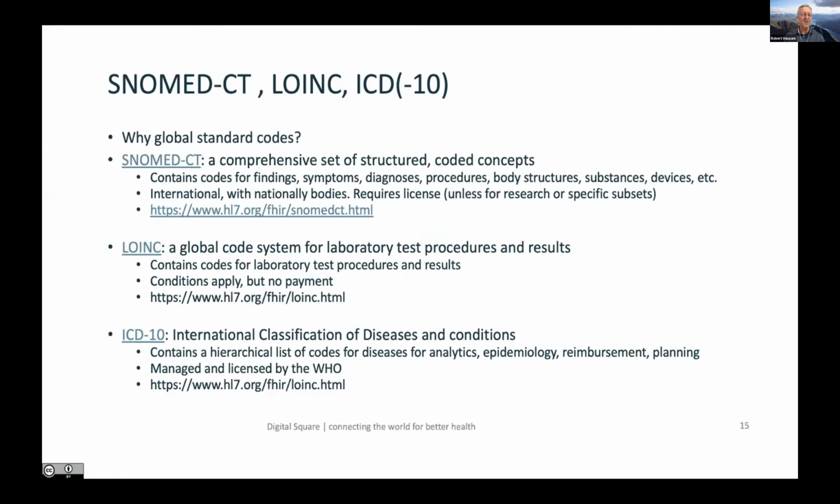And so this slide talks about some of the big primary standard terminologies, SNOMED CT, LOINC, and ICD, particularly ICD-10, which is probably the most common these days, but ICD-9 in the past and ICD-11 coming up at some point in our near or distant future, depending on where we live, I guess. But why do we want these global standard codes?